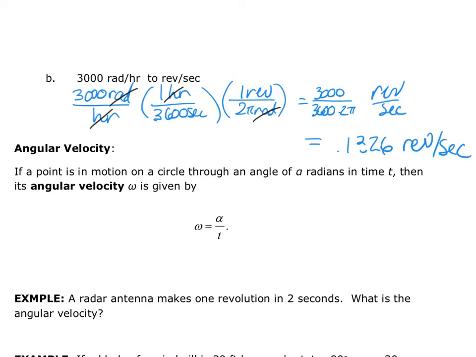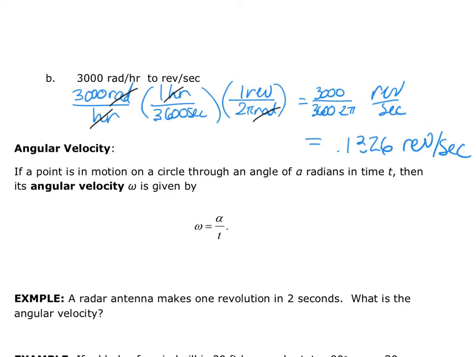When I do that, I see my radians cancel. I get my hours cancel. And I end up with 3,000 over 3,600 times 2 pi revolutions per second. I put that in my calculator, and I get 0.1326 revolutions per second.